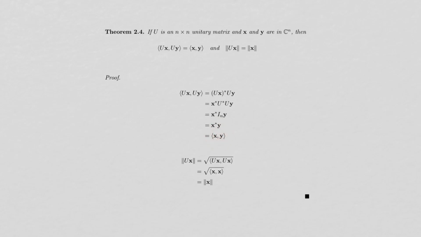The second part is proved using the definition of the norm. The norm of Ux is the square root of the inner product of Ux with itself, but because U is unitary, the inner product of Ux with itself is just the inner product of X with itself, and the square root of the inner product of X with itself is just the norm of X. And that proves the theorem.